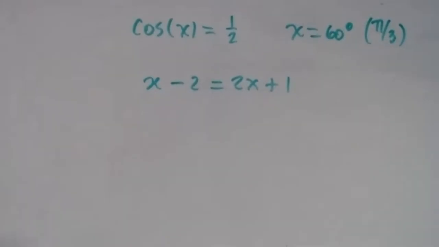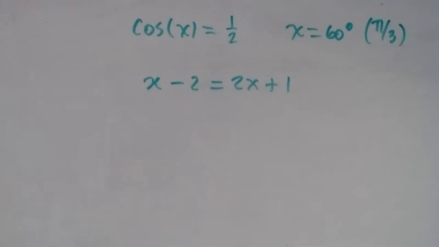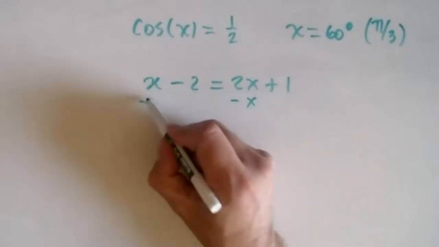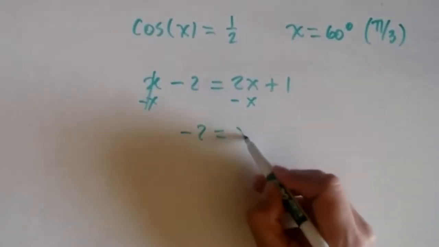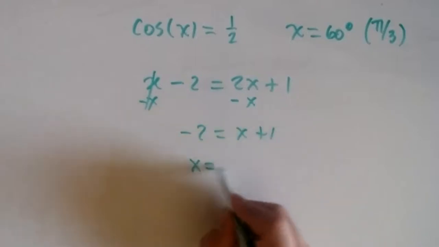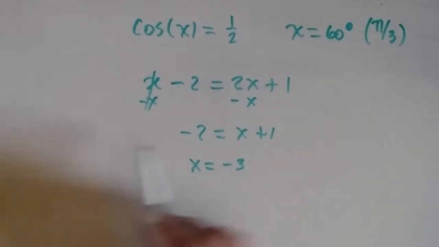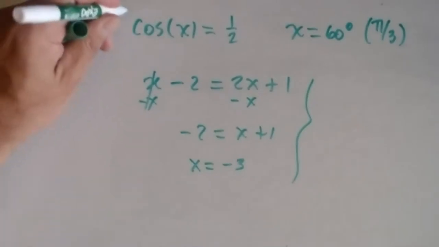Okay, now this is the new equation I want to solve. Everybody knows this equation. What is the solution? Well, we subtract x from both sides, right? We cancel. We have -2 equals x plus 1. And then we subtract 1, and we get x equals -3, correct? Any problem solving this one?